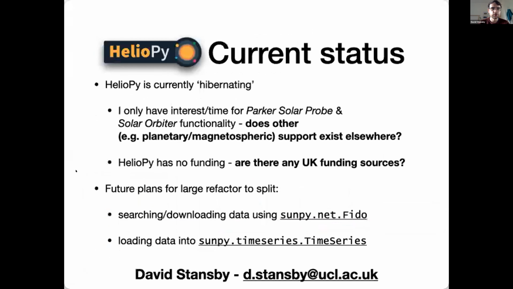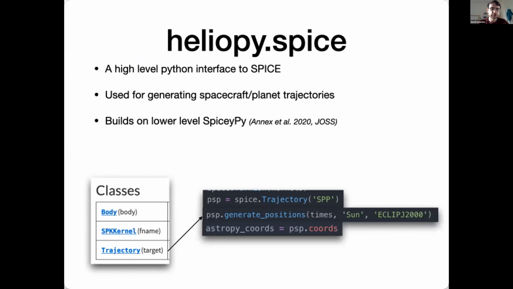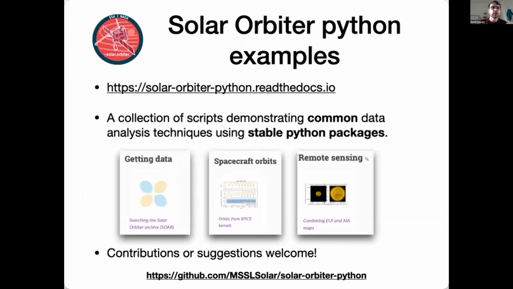Okay, so those are the two main parts of HelioPy. I haven't worked on them much, which I'll talk about in a couple of slides, but one thing I wanted to quickly mention, which is a bit of a tangent, is a set of examples I'm putting together for Solar Orbiter. Solar Orbiter is about to begin its science mission, and I'm putting together a collection of scripts for common data analysis techniques using Python packages, including HelioPy. So I just thought I'd point that out.